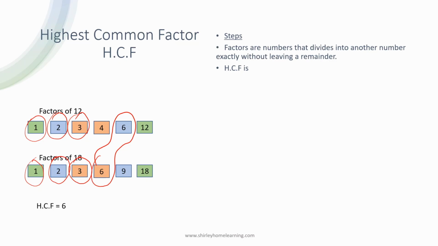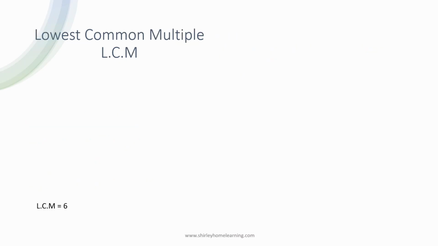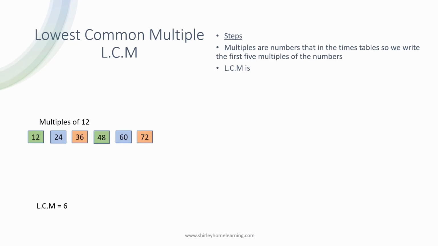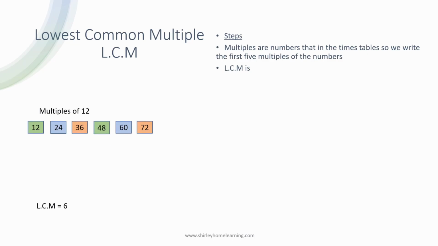Next, we are going to be looking at what is a lowest common multiple. Now, it's commonly called LCM. So, as you know from the previous video, what is a multiple? Multiples are numbers that are in the times table. So we write 5 multiples at a time just to make it easier. So the LCM, or the lowest common multiple of 12, I have written the first 6 multiples of 12. So I've put 12, 24, 36, 48, 60, and 72.